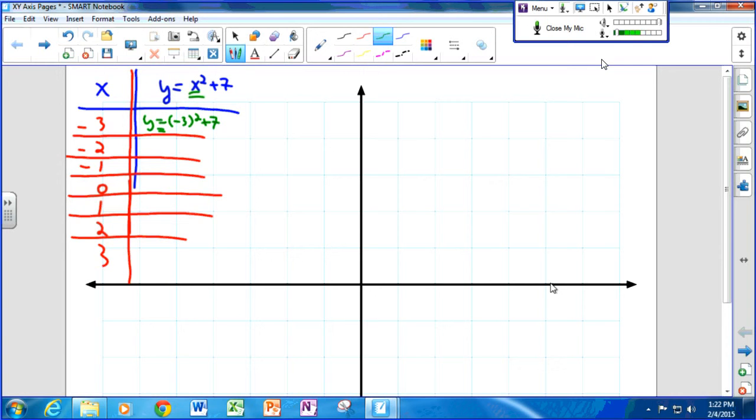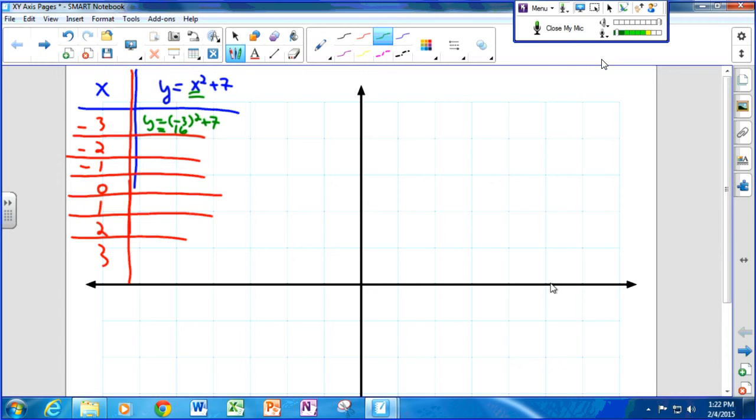So 3 times 3 is 9. 9 plus 7 should be 16. So there's our y value for the first x, 16. Okay. And you don't necessarily have to write out the whole equation, but it can be kind of helpful.